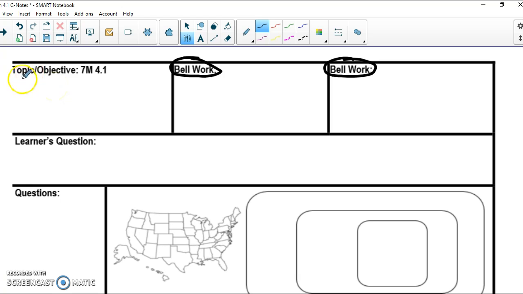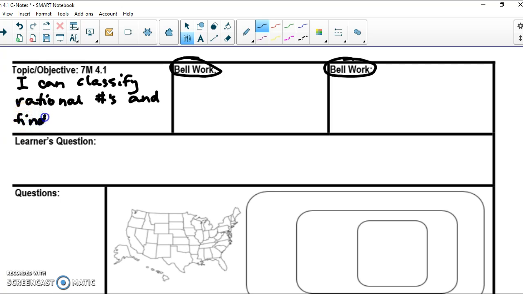So your learning goal for today is: I can classify rational numbers and find opposites. We will also be taking a look at absolute value today as well.